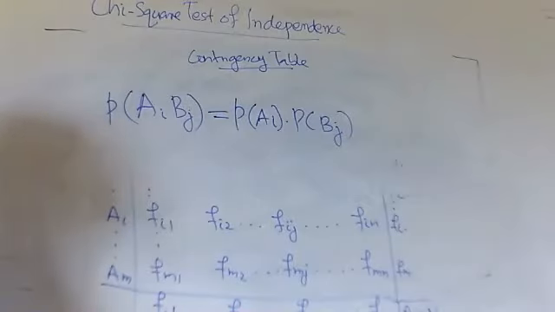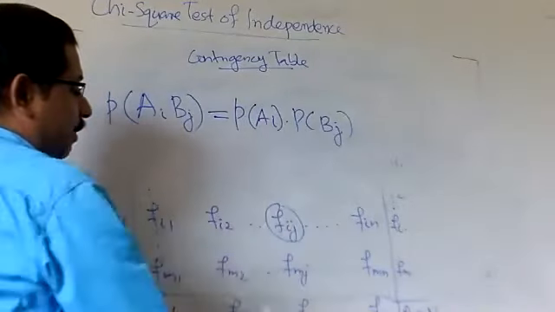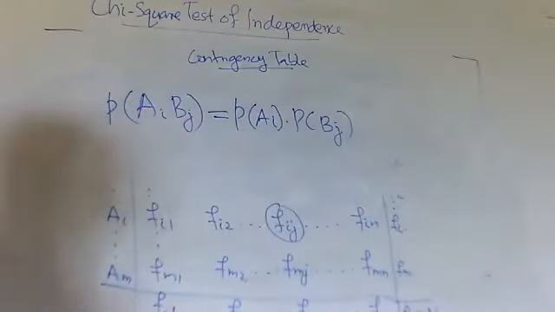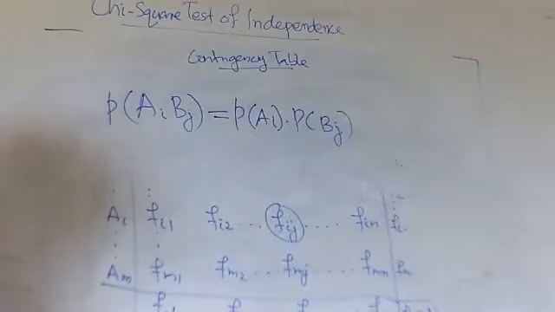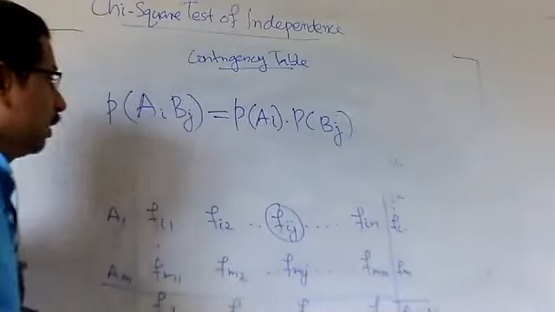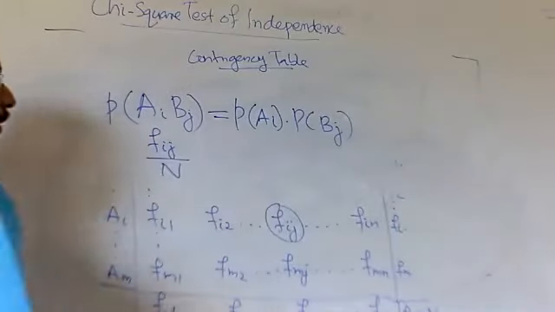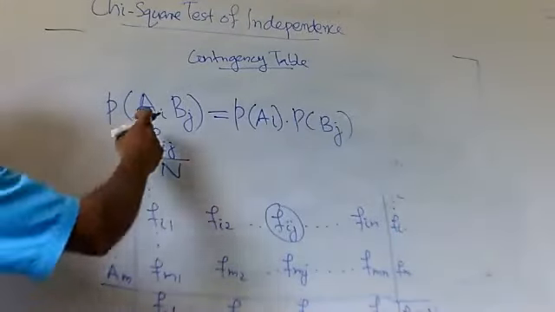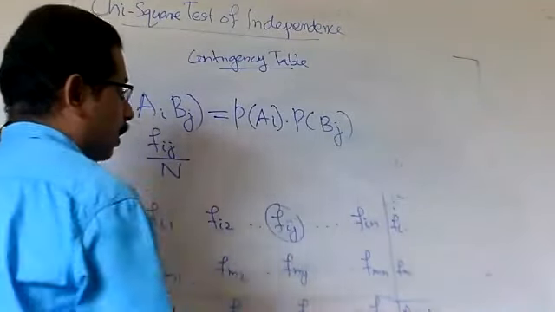So what is the probability of Ai Bj? Probability of Ai Bj means Ai is a particular cell, Ai here and Bj here. That cell is this cell Fij, the number of observations corresponding to Ai and Bj. What about the probability of that event? You divide this number by the total number, which is capital N. So this probability is Fij by N. Is it clear? Ai Bj is this cell, so you divide the number of observations in this cell by the total.